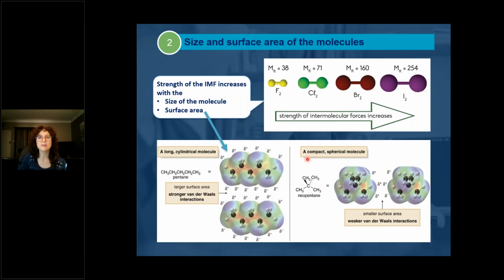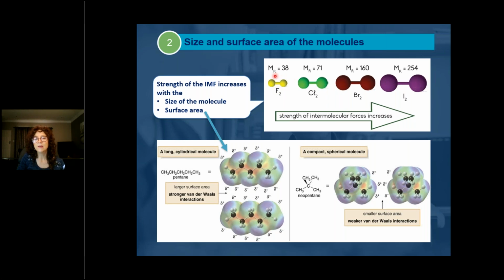Okay, so this is the type of information you need to explain the different chemical reactions. Then the size and the surface area of the molecules. Here we have the size. For example, I have here the diatomic molecules: fluorine gas, chlorine gas, bromine gas, and iodine gas. So what is happening here? The strength of the intermolecular forces increases as the size of the molecule increases.